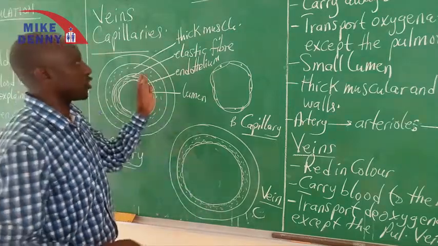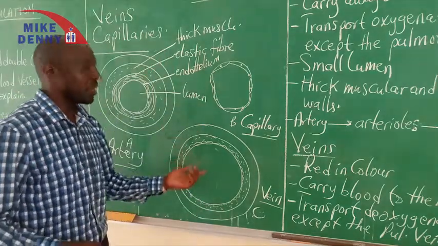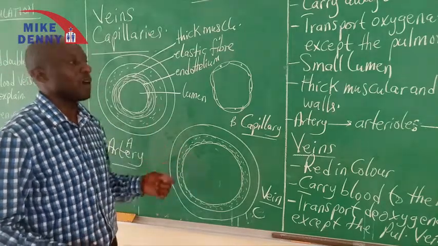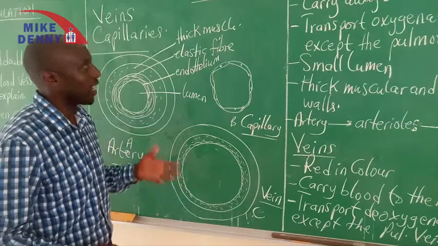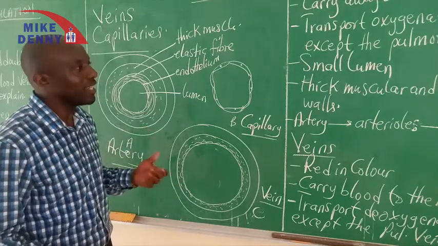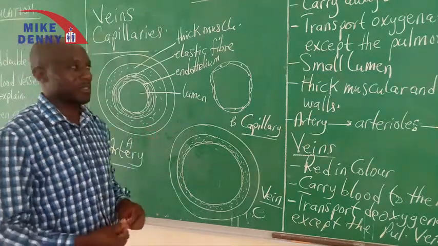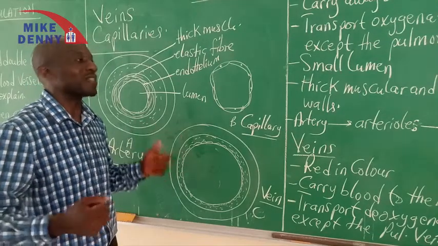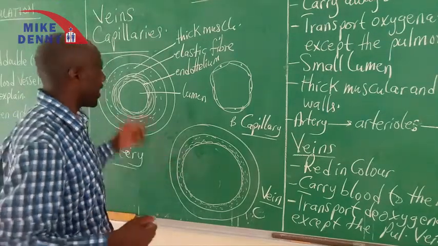Then for the structure, we talked of the large lumen, but the muscles, as compared to arteries, which we said have thick muscles, veins have thin walls, thin and less elastic walls. It means their walls are not as thick as those of arteries.